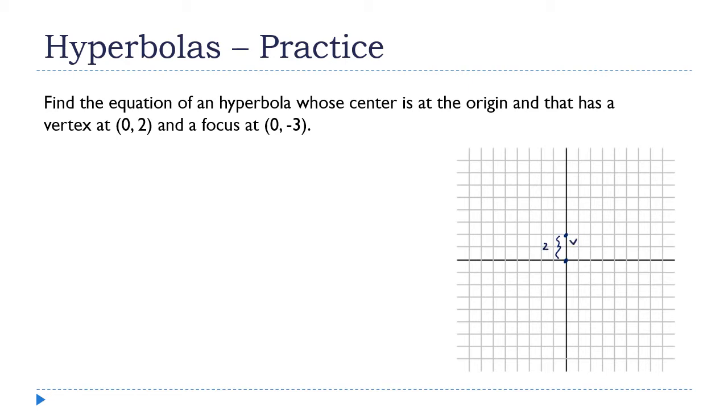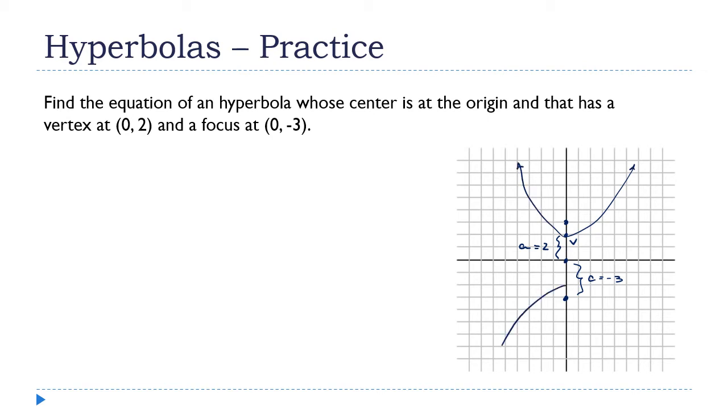That distance is 2, and that's good because that's always going to be a. And there's a focus at 0, -3. Excellent. c is -3. Now, if the focal point is there, there must be another one here at 0, up 3. So my hyperbola looks like this, right?